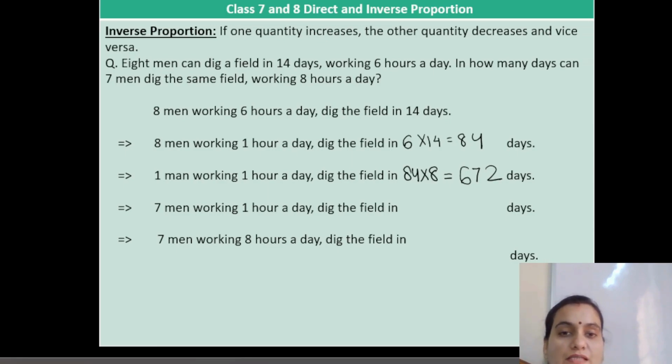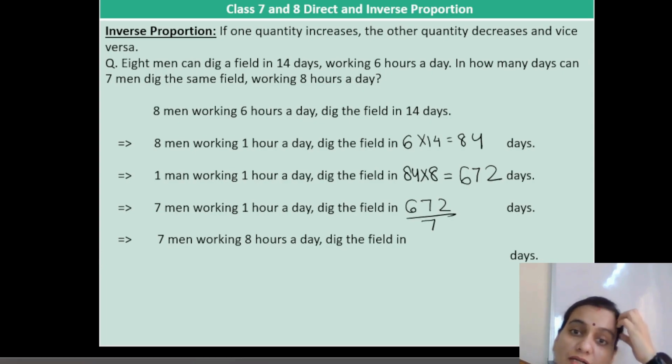Now what happens if 7 men working 1 hour a day dig the field? We found that 672 days will be required by one man if he is working 1 hour a day to dig the complete field. Now the same field, if it is going to be dug up by 7 men working 1 hour a day, how much time will they require? 672 divided by 7, because now the number of days required will be less because more hands have joined on to the same work. So now we have to divide. Definitely the number of days will lessen now, obviously, because more hands have joined to do the same work. So let's divide.